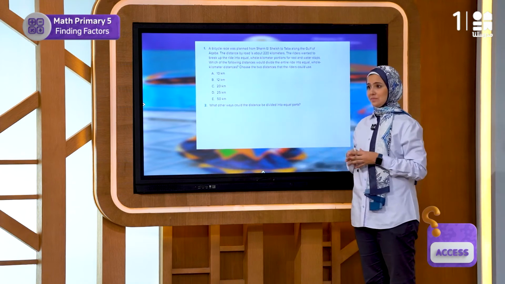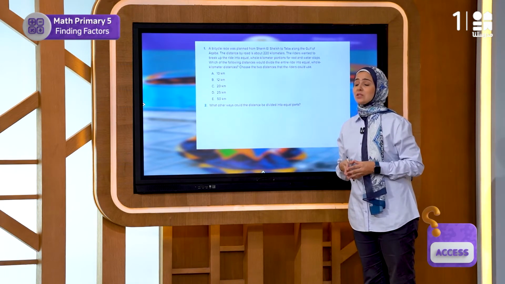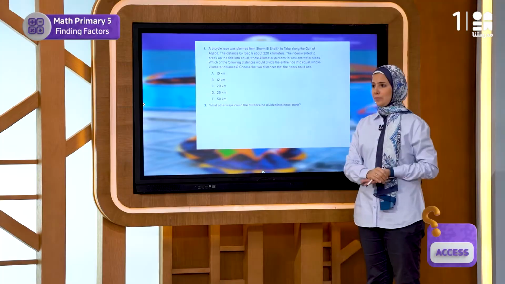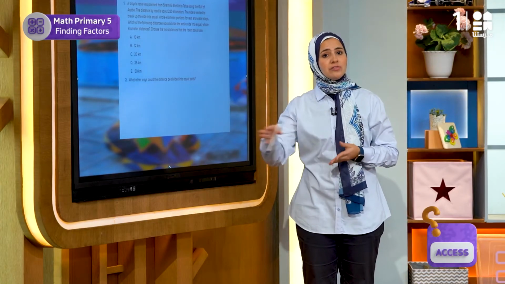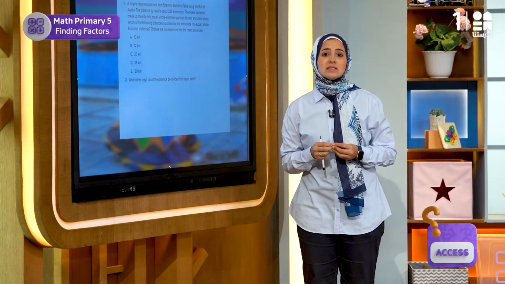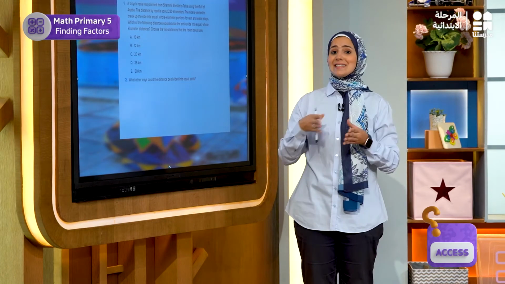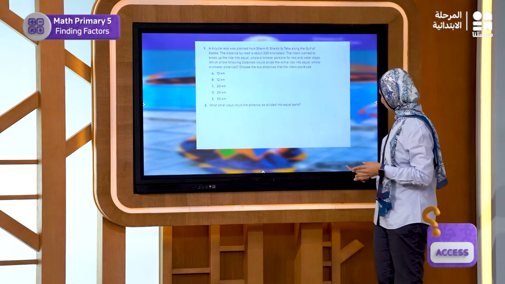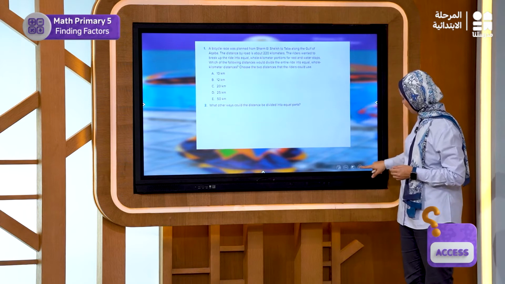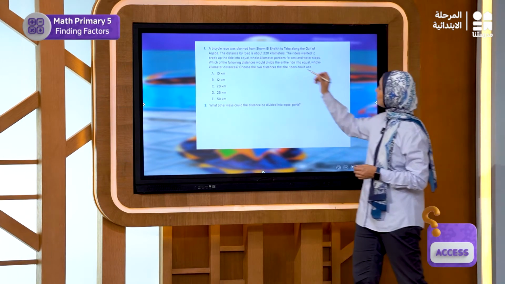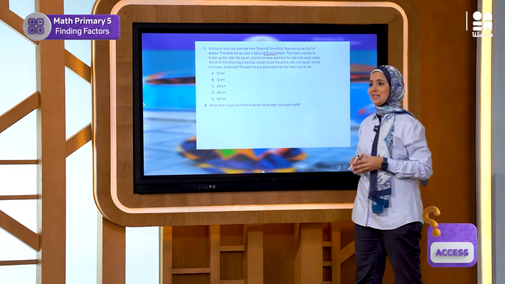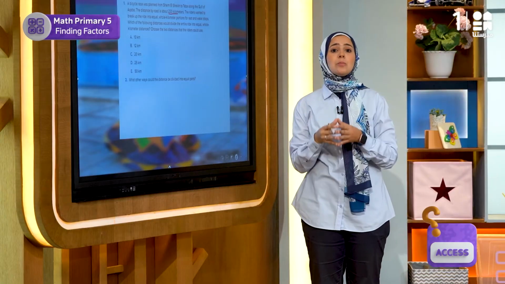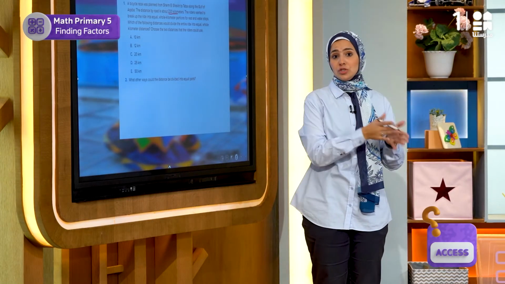A bicycle race is being planned from Sharm el-Sheikh to Taba, going along the Gulf of Aqaba. The distance of the route is about 220 kilometers. Let's underline this value. So the distance given is 220 kilometers. There's supposed to be rest and water stops.